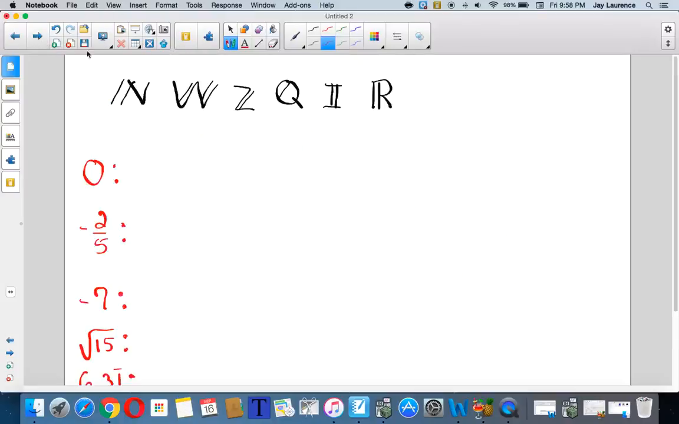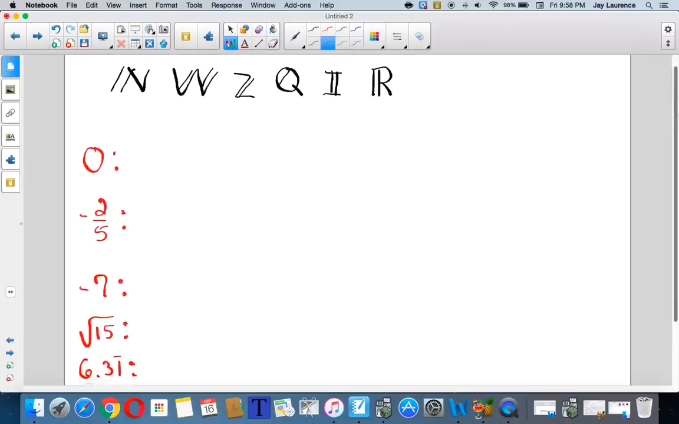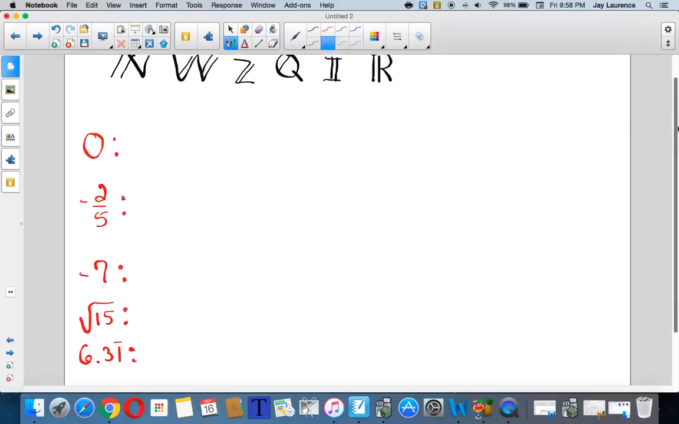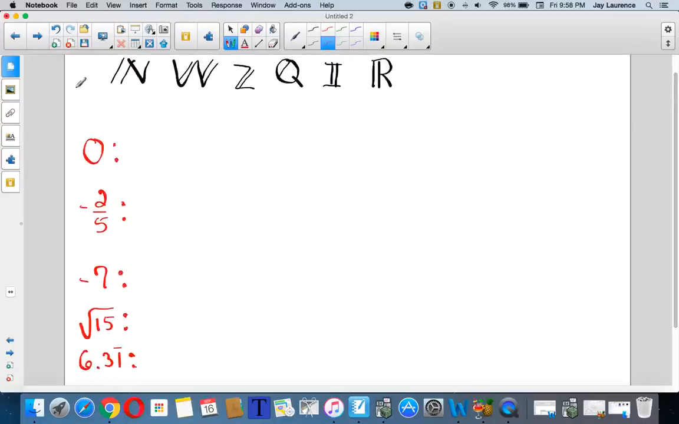Okay, next part. I've got 5 different numbers here, and I want you to tell me which subsets of the number systems they belong to. So I'd really love for you to pause this video, see if you can determine which subsets each of these different numbers belongs to. You can use the names or the letters. N is natural, W is whole, Z is integer, Q is rational, I is irrational, and R is real. All right? When you're ready, see my solutions.